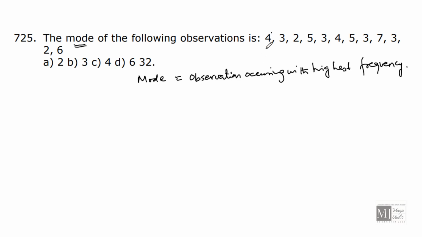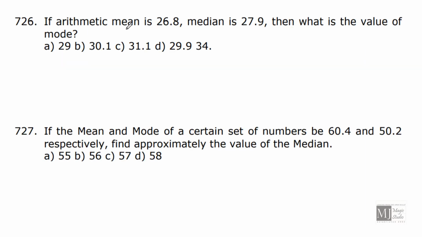If we see 4, 1, 2, 4 is occurring 2 times, 3, 1, 2, 3, 4, 3 is occurring 4 times, 2, 1, 2, 2 times, 5, 2 times, 7 1 time, 6 1 time. That means 3 has occurred 4 times. Mode of the distribution is 3, because 3 is the observation occurring with highest frequency 4. Mode is 3.